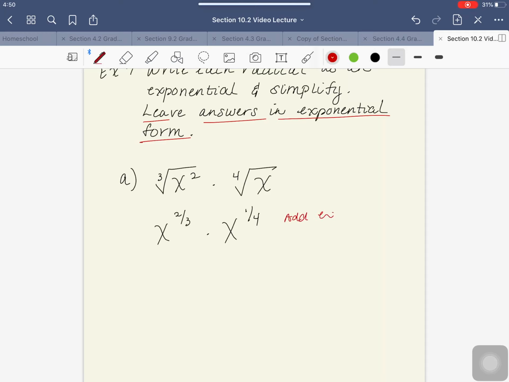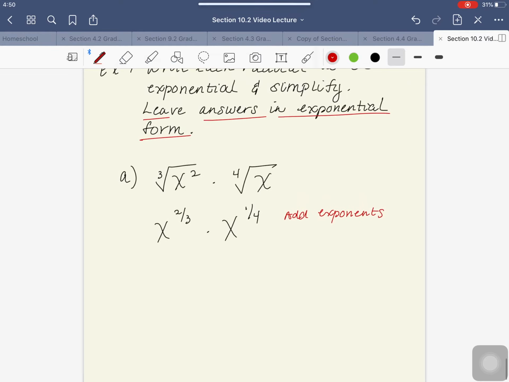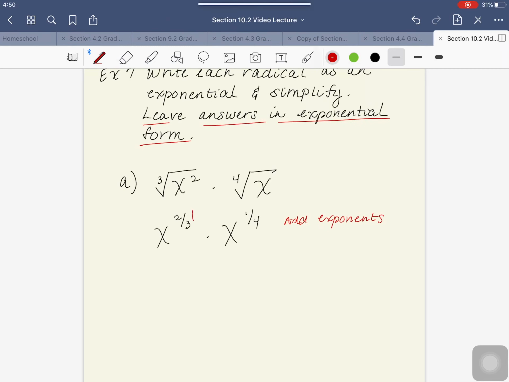I'll just write it out here. Add exponents, and in order to add the exponents, you would need a common denominator. Common denominator is 12, so I would multiply this fraction by 4/4 and this one by 3/3. So now I have x to the 8/12 times x to the 3/12, add and get x to the 11/12.